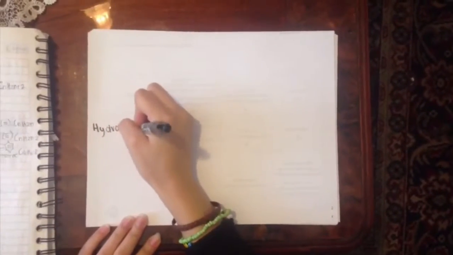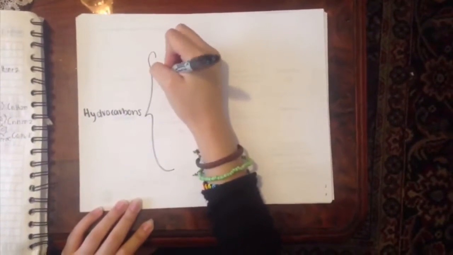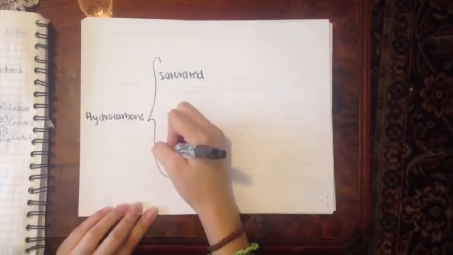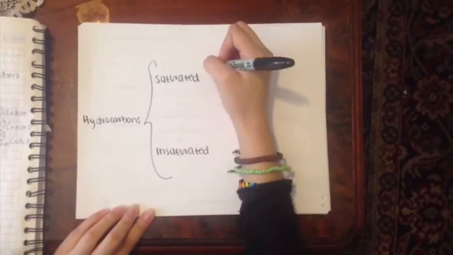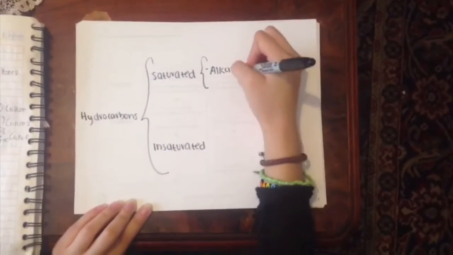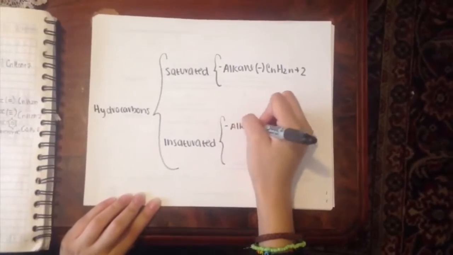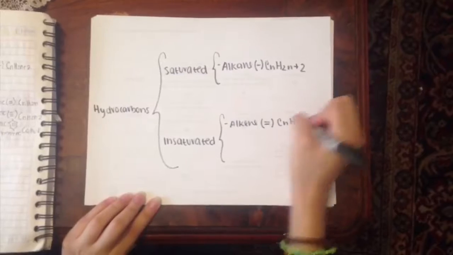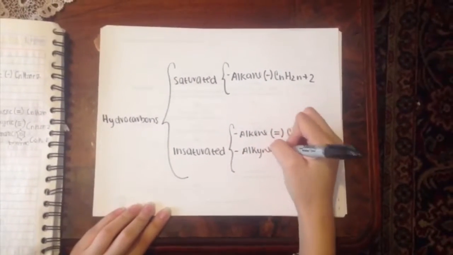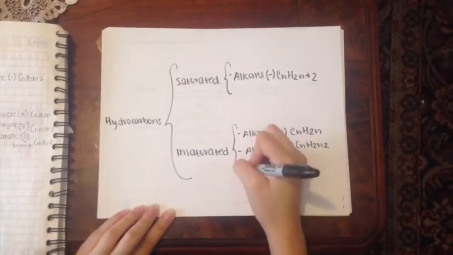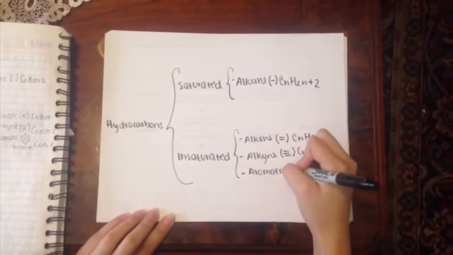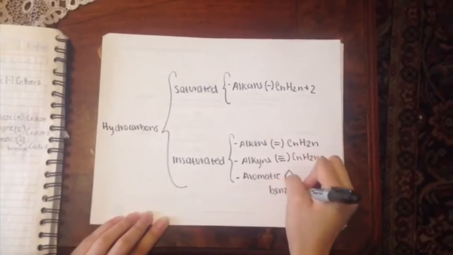The simplest organic compounds are hydrocarbons, which contain only carbon and hydrogen. There are 2 types of hydrocarbons, saturated and unsaturated. Saturated hydrocarbons are composed entirely of single bonds and are saturated with hydrogen. The general formula is CnH2n+2. There are 3 types of unsaturated: alkene, alkyne, and aromatic. Double bond alkenes have the formula CnH2n. Triple bond alkynes have the general formula CnH2n-2. Aromatic hydrocarbons have at least 1 aromatic benzene ring.